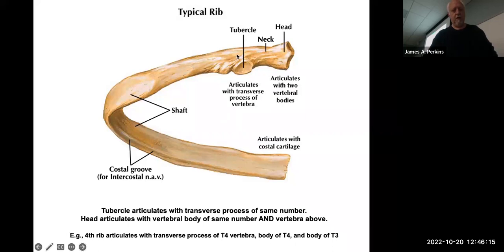So as I said, the shaft of the rib then extends out laterally from the vertebrae, wraps around towards the front of the body, and then where it ends, it joins its costal cartilage, which then ultimately connects it to the sternum, at least in most cases. There's a feature that runs along the shaft, which is a pretty important structure. It's called the costal groove. It's a shallow little groove that runs along the inferior border of each rib. And within that groove, we find a nerve, an artery, and a vein.